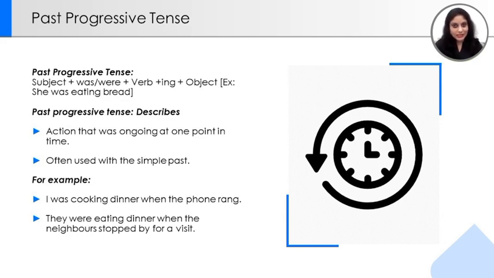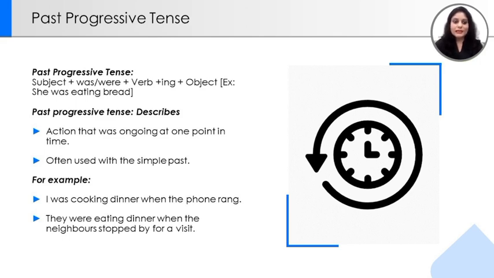This action is in continuation. There is another action when the neighbors stopped by for a visit. This action has happened parallel to the first action. Well, friends, the past progressive tense is also used by the writers in a very, very beautiful fashion.